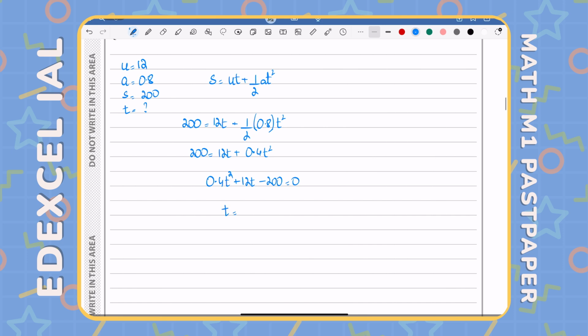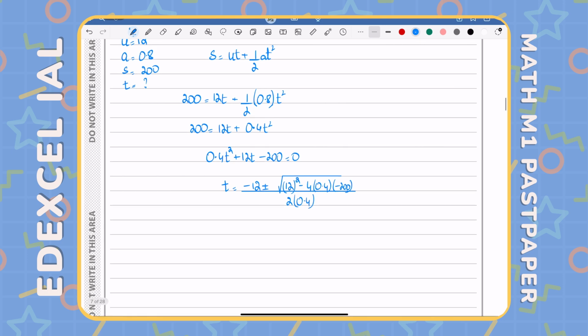Now we're going to solve this using the quadratic formula. I wouldn't suggest you do middle term breaking here because it's going to be very difficult, and there is no guarantee whether we can do it with the help of middle term breaking or not. So t will be equal to −12 ± √(12² − 4 × a × c), where a is 0.4 and c is −200, divided by 2a, so that's 2 times 0.4.